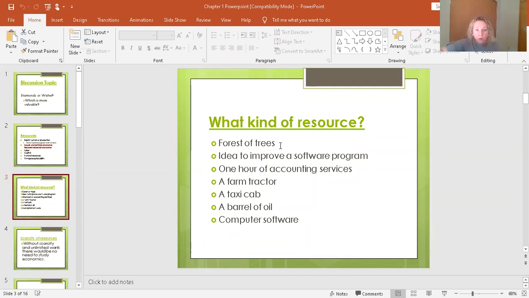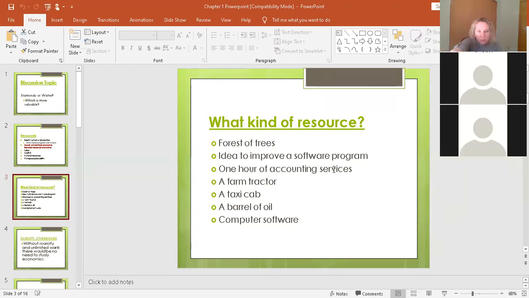So what type of resource? Forest of trees. Natural, okay. Idea to improve a software program. It's going to be entrepreneurial ability. An hour of accounting services. Labor. It's just an hour of the service. We actually don't know what kind of training they have. But 1 hour of accounting services: labor. Labor, thank you.